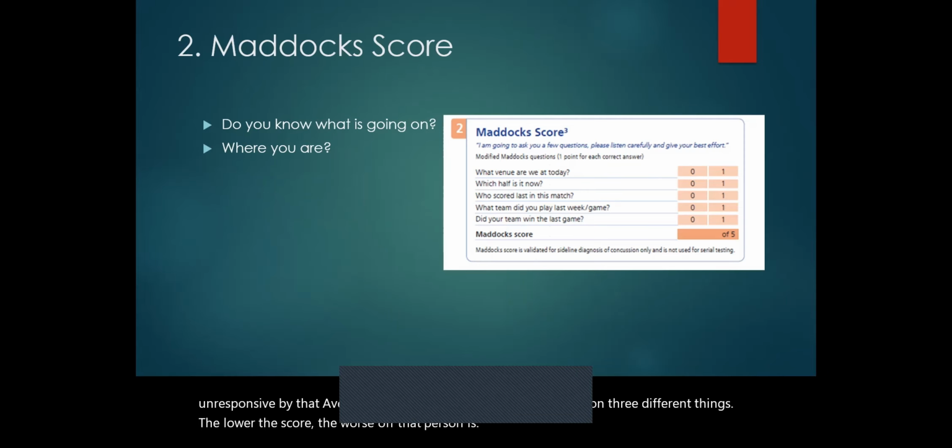Part 2, again, of this SCAT packet is what's going to be called a MADIC score. A MADIC score will help orient someone to a person, time, or place. So again, when you're asking these questions, you also have to know the answers to these.